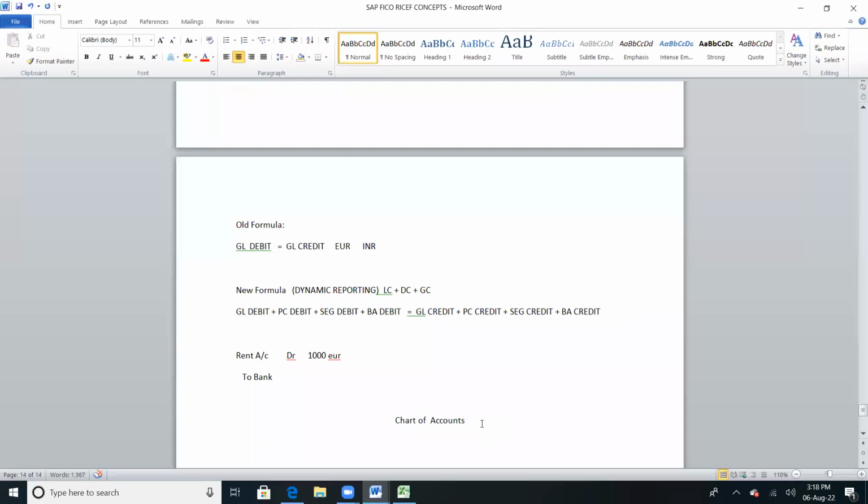Clear? So in other words, write down, chart of accounts are nothing but a list of ledger accounts which are involved in day-to-day business transactions.